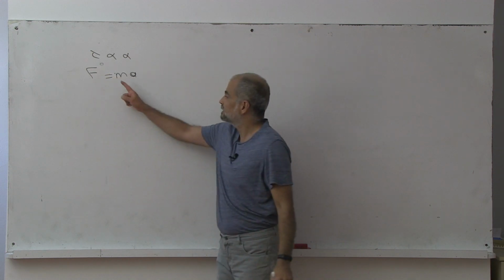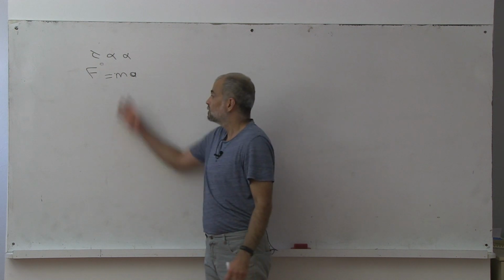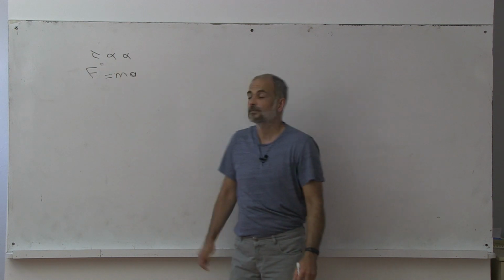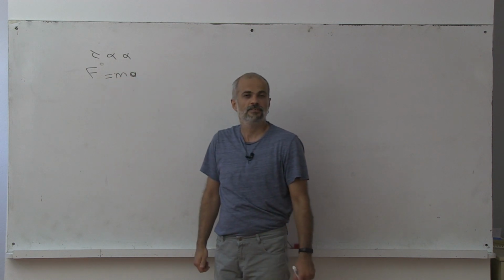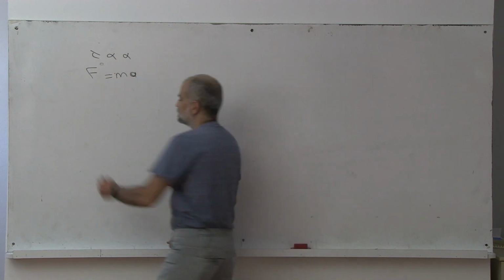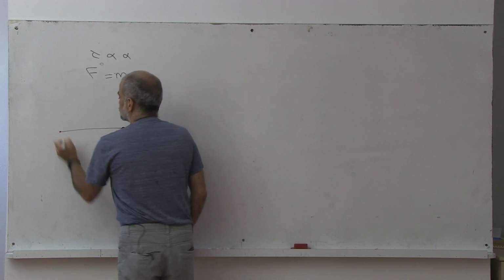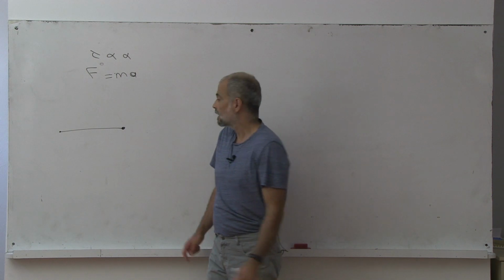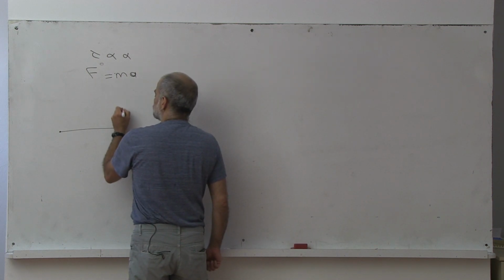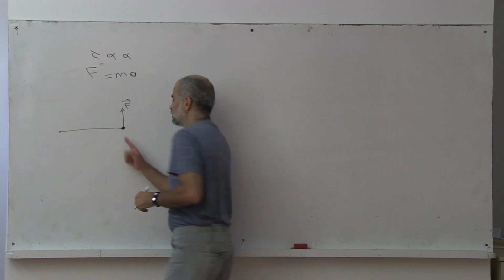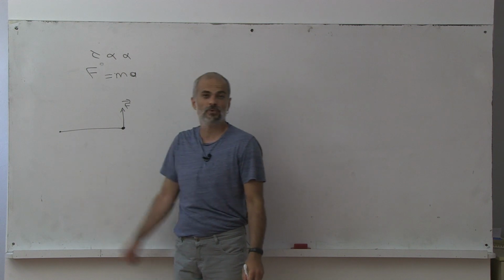So what replaces the mass in the case of rotational dynamics? To determine what that proportionality constant is, first let's study a very simple system. Let's assume that we have a mass attached to the end of a massless string, there is a force acting on this mass, and the mass is rotating around this fixed point.